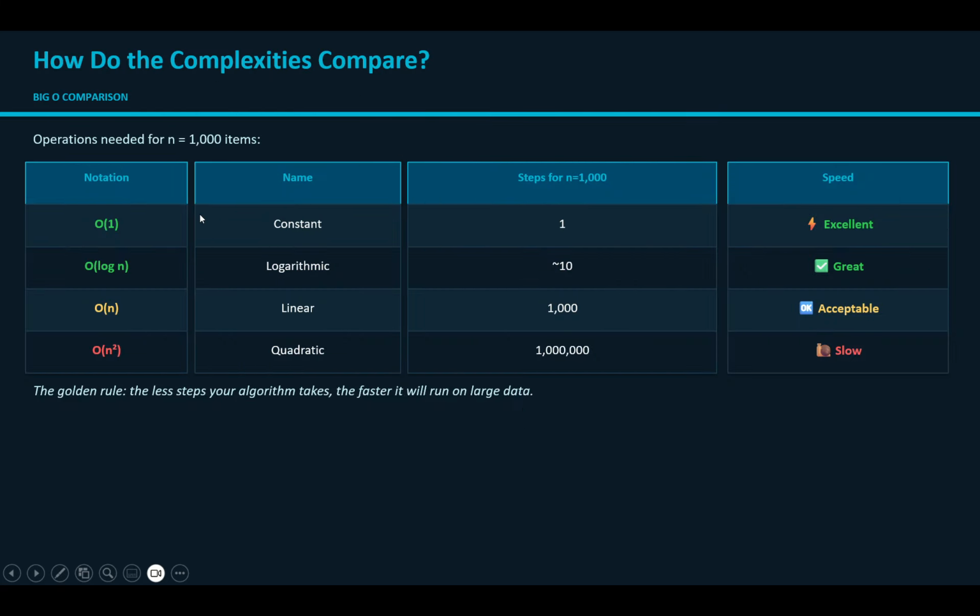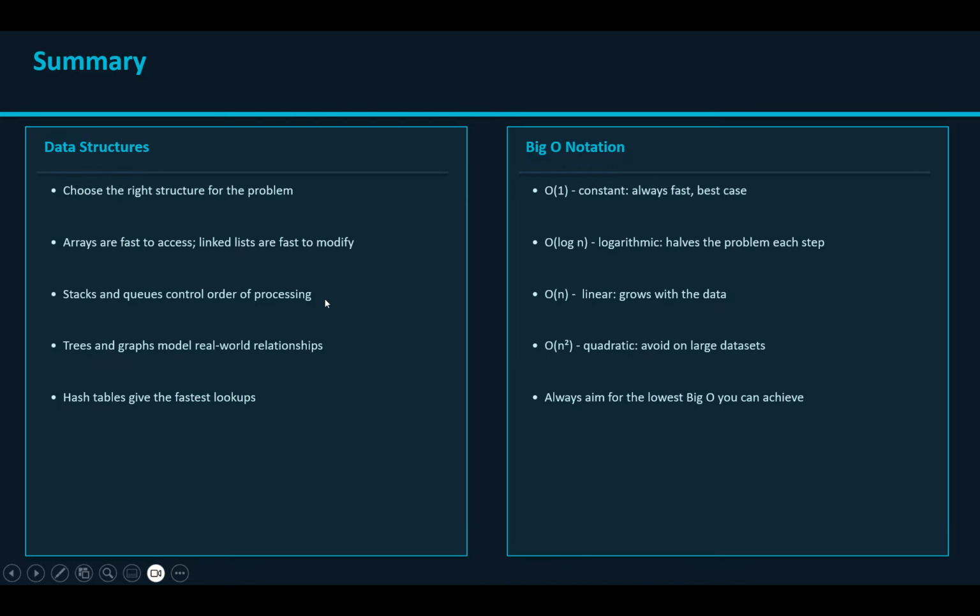So here I've got just a comparison. All notations I was talking about are O(1), logarithmic, and quadratic. And the fastest one is O(1), and the slowest one is quadratic, which just takes lots of time to finish that algorithm.